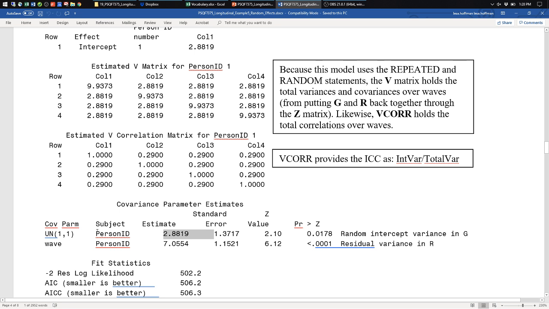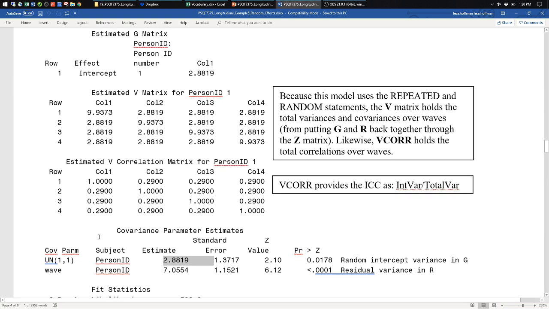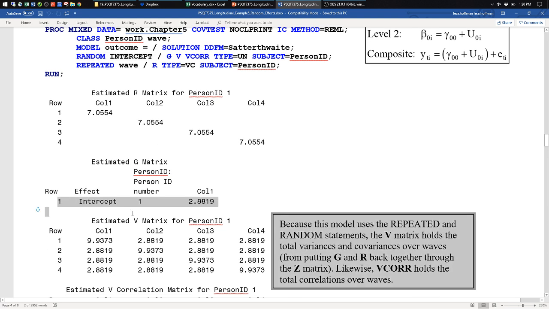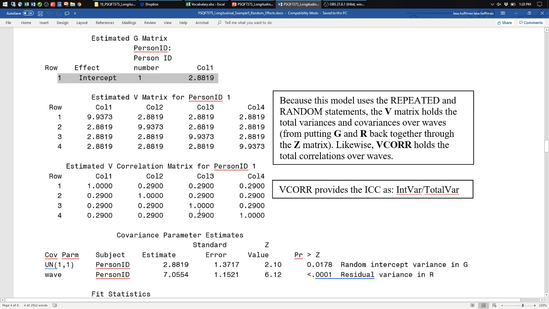UN11 refers to row 1, column 1 of the unstructured G matrix. That's another way of saying random intercept variance. The order of the G matrix is always the order in which you write things on the random line. I also asked it to print G with a label so that you can see what the 2.88 refers to. And then wave is how the R matrix is structured, which is why the 7 shows up there, which indicates residual E variance at level 1.